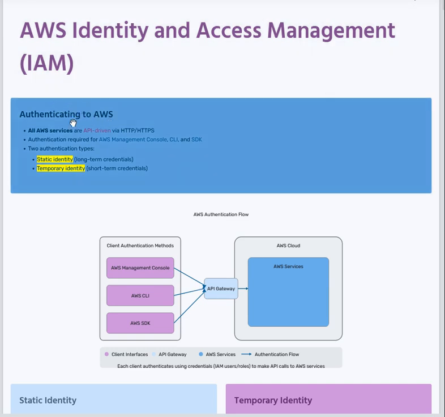So authenticate into AWS. All AWS services are API driven via HTTP or HTTPS, right? Application programming interface driven. They go through HTTP or HTTPS. Authentication is required for the AWS Management Console, CLI, command line interface, and SDK, software development kit.